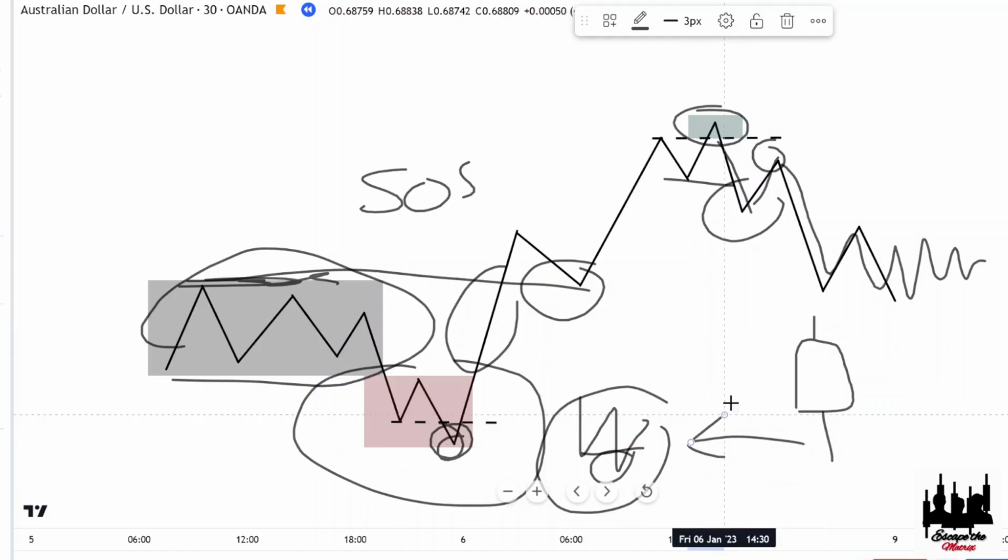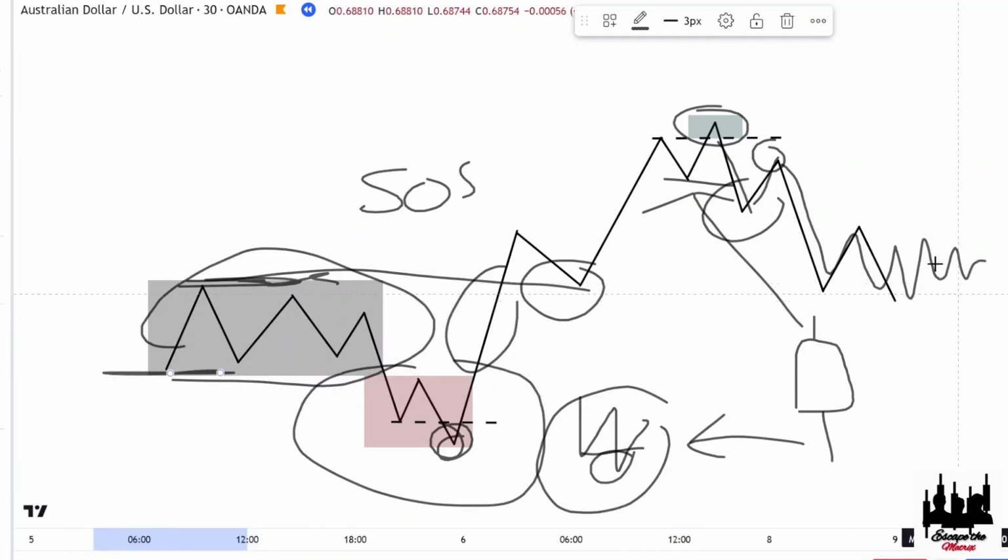This is the wick of the manipulation, and this is the wick of the reversal. And this is the body where price open and price close.